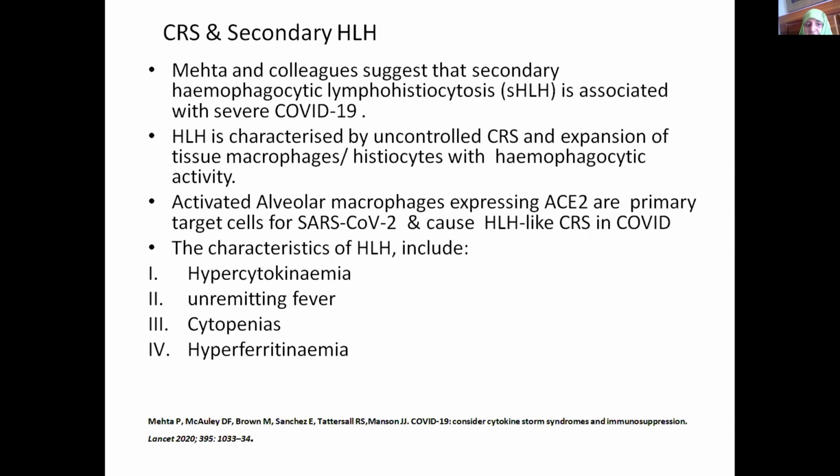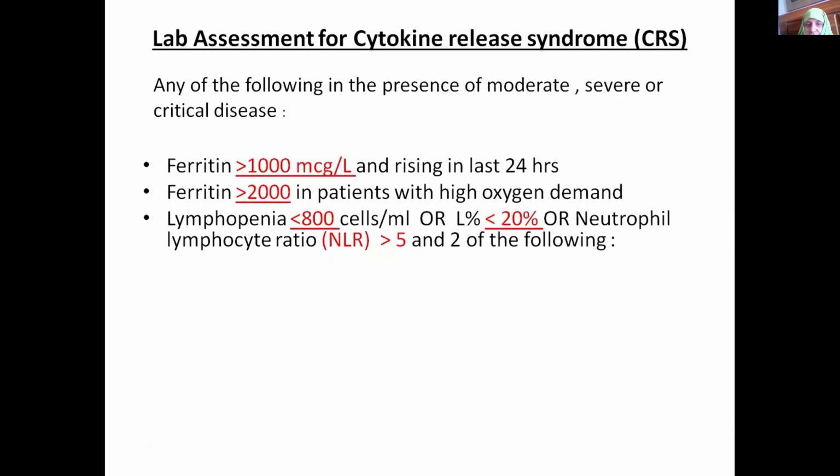This is why we see an HLH-like CRS in COVID, which is characterized by hypercytokinemia, unremitting fevers, cytopenias, and hyperferritinemia. Based on this, the criteria in the Pakistani guidelines to assess for CRS is that you can have any of the following: either a ferritin level of 1000 micrograms per liter and rising in the last 24 hours, or an absolute value above 2000 in a patient with high oxygen demand, which alone is sufficient to label the patient as having CRS.